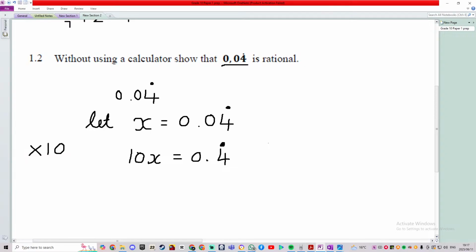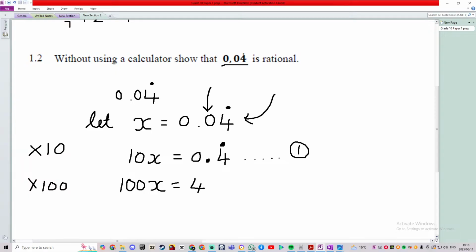Now, when it comes to proving that this is rational, the key to this is that after the decimal, we need to have 0.4 recurring. So this is going to be our first equation, not this equation, simply because of this 0 here. So now we're going to multiply x by 100 for our second equation. So we're going to have 100x is equal to 4.4 recurring. That is our second equation.